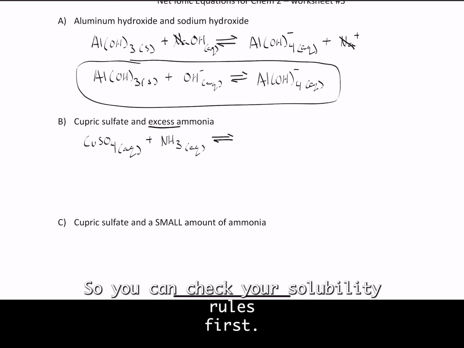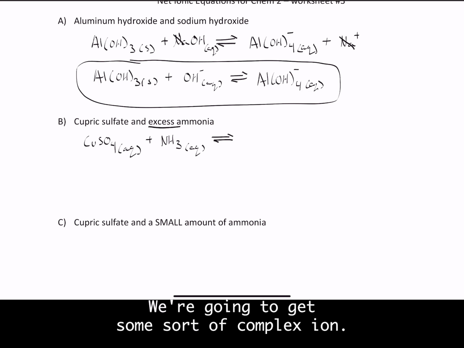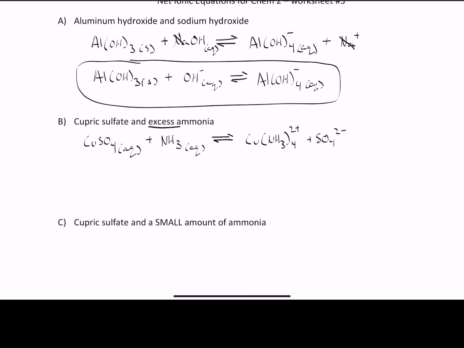So you can check your solubility rules first. There's nothing here that could form a solid, so we're going to get some sort of complex ion. And it's not going to be copper and sulfur, but it could be copper and ammonium, which is at the top, or ammonia. NH3, and there's 4 of those, and that's a 2+. Balance that out.